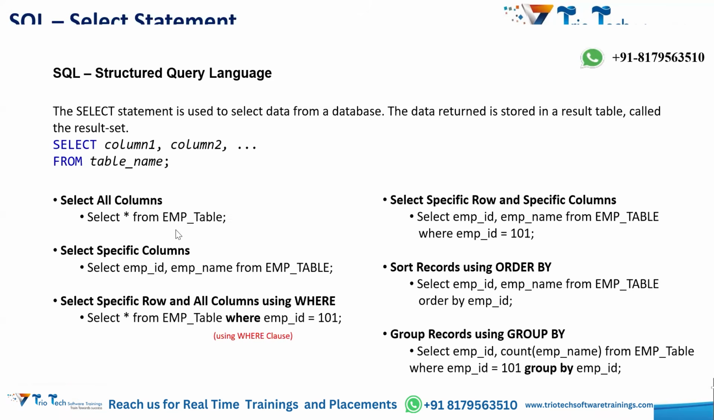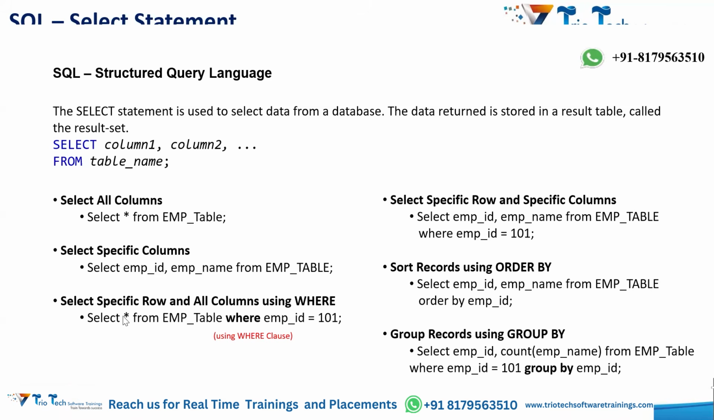So how will we write the query? Select star from emp table. In case you want to get all the rows from the table, suppose this table contains 100 rows, you want to fetch all 100 rows but only specific columns. How will you do it? Select and the names of the columns.